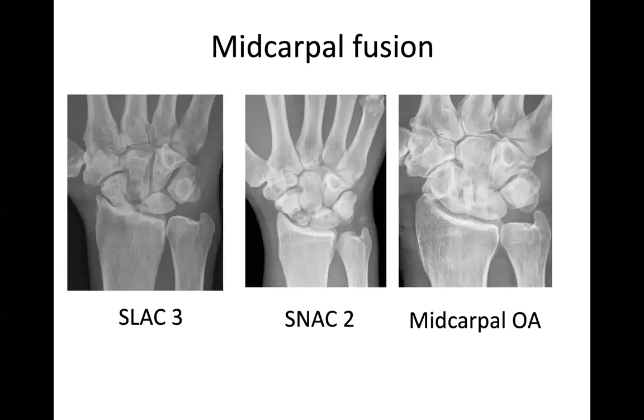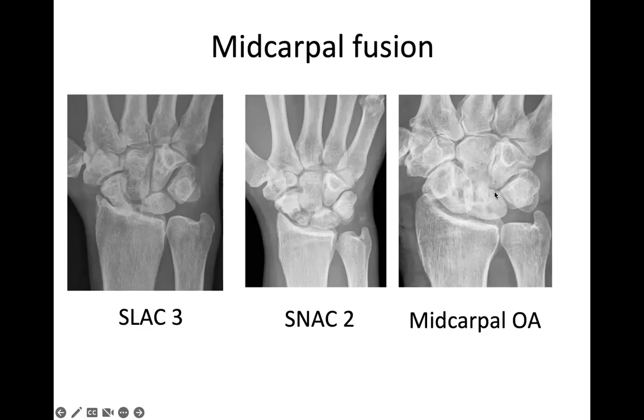So SLAC stage 3, you can see here the capitate has started migrating proximally, and the capitate head is becoming arthritic against the lunate there. So that indicates that there's cartilage degeneration on the capitate head. So you can't have that articulating in the lunate fossa. So the option for PRC is gone in a SLAC stage 3. SNAC stage 2, you can also do a PRC or a midcarpal fusion for these. We'll get through the differences now.